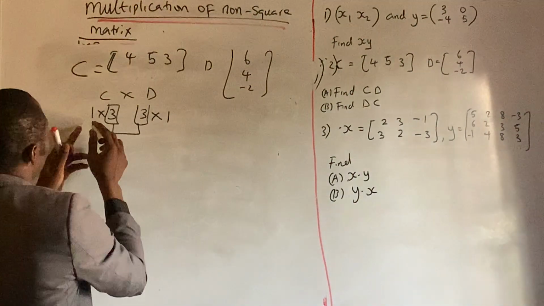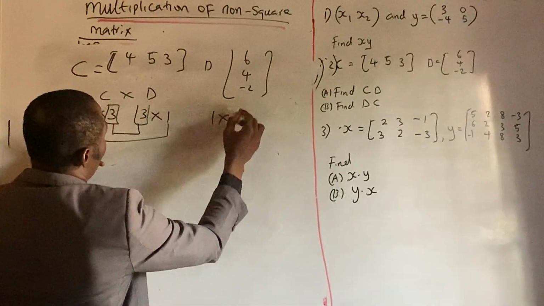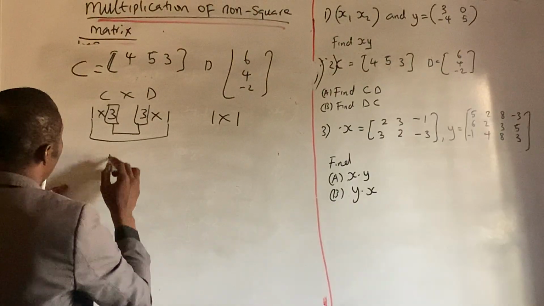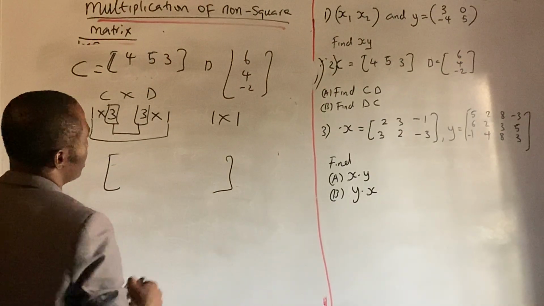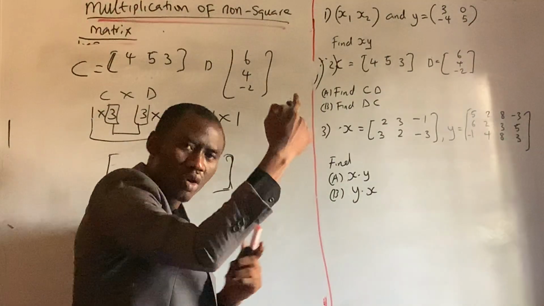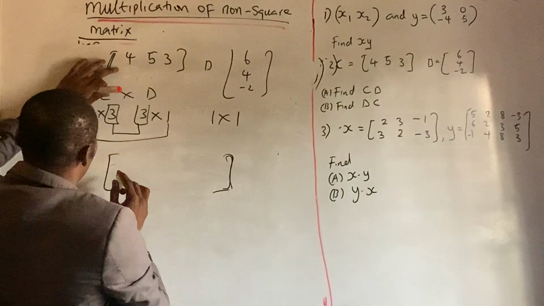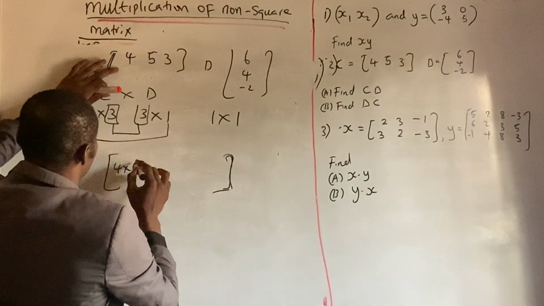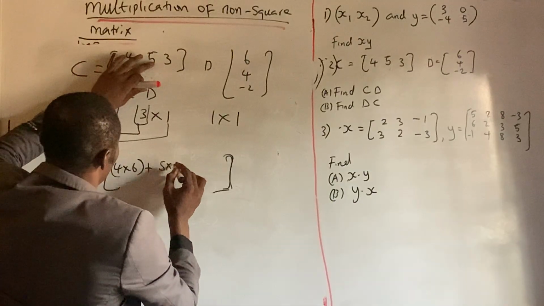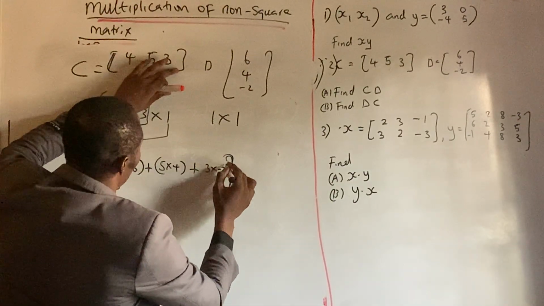Now that we have that, the order of the matrix will become 1 by 1. All right, having said that, what we're going to do is bring down the order of the matrix, which is 1 by 1. Of course, 1 by 1 means 1 row, 1 column. All right, 4 times 6, plus 5 times 4, plus 3 times minus 2.